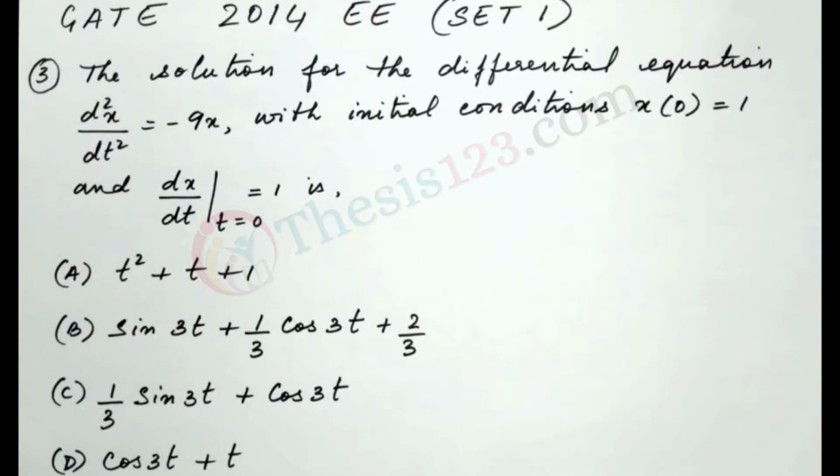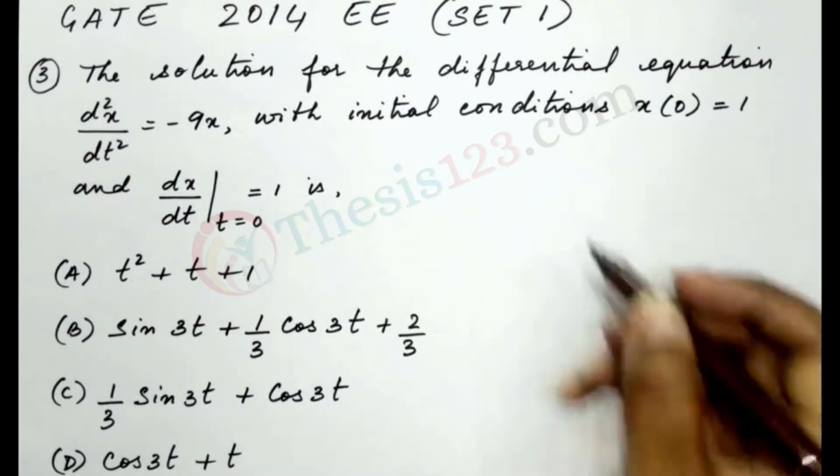Number 3. It reads: find the solution for the differential equation d square x by dt square equals minus 9x, with initial conditions x of 0 equals 1 and dx by dt at t equals 0 equals 1. We have 4 options given to us, and we will have to find out the solution of the differential equation. So let's start by writing down the equation given.